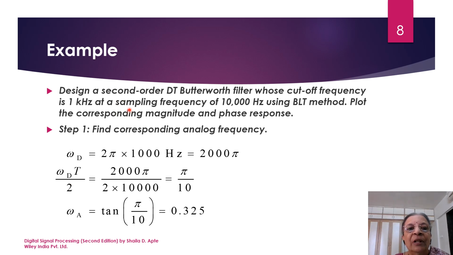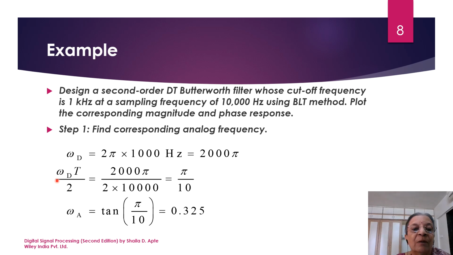Let us consider one example. Design a second order discrete time Butterworth filter whose cutoff frequency is 1 kHz at the sampling frequency of 10,000 Hz using the BLT method. Plot the corresponding magnitude and phase response. This is the example that we are considering. The cutoff frequency given, 1 kilohertz, is the digital cutoff frequency. We have to first calculate the corresponding analog frequency. So omega d is equal to 2 pi into 1000, that is equal to 2000 pi. Now we calculate omega a as tan of omega d T by 2.